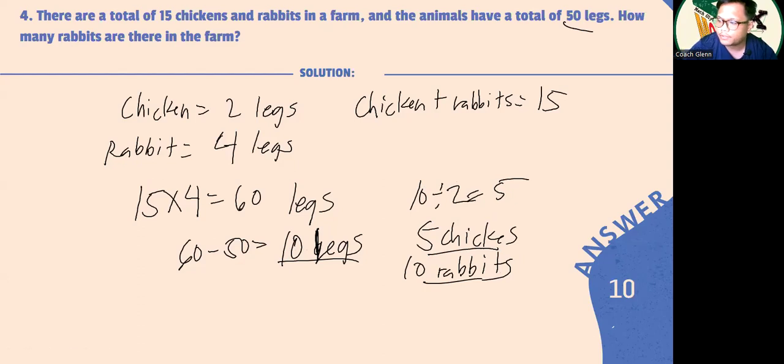Okay, any questions for this one? Teacher, we can also use algebra. Yeah, you can use algebra. I'm going to show the formula for algebra, but since this is primary 3, some people do not know algebra yet. All is rabbit or all is chicken. Now let's show the algebra solution.